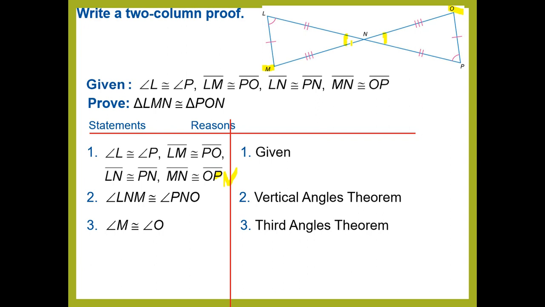Well, up here it wanted us to prove that triangle LMN is congruent to triangle PON. So now we can say that because we have all of our sides congruent and all of our angles congruent, we can say that corresponding parts of congruent triangles are congruent. So since all of our corresponding parts are congruent, we know that our two triangles have to be congruent.